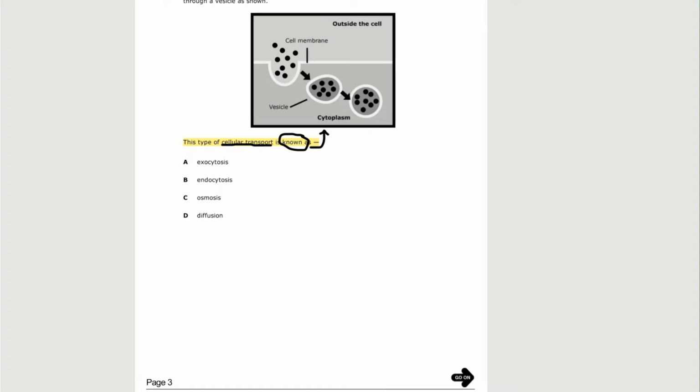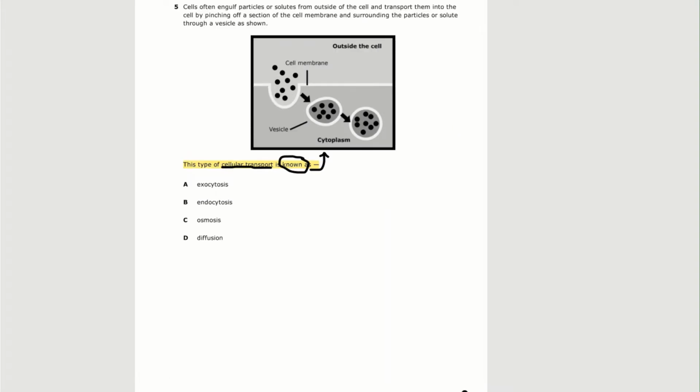This type of cellular transport is known as, let me see if it tells you anything in the paragraph. Cells often engulf. What does engulf mean? To eat. Remember? Particles or solids from outside of the cell. There it is, outside. Them into the cell by pinching off a section of the cell membrane and surrounding the particles or solid through a vesicle as shown.